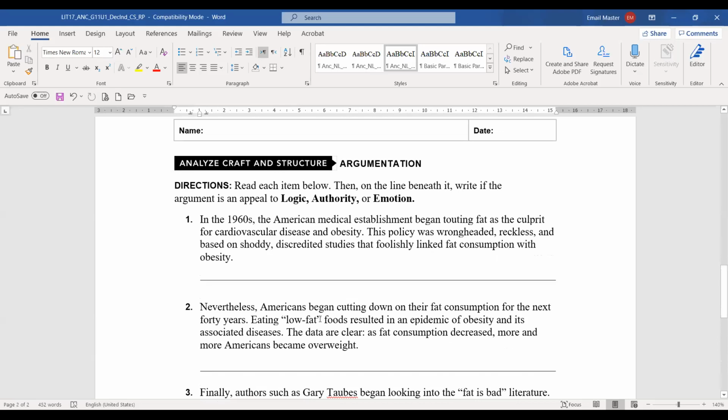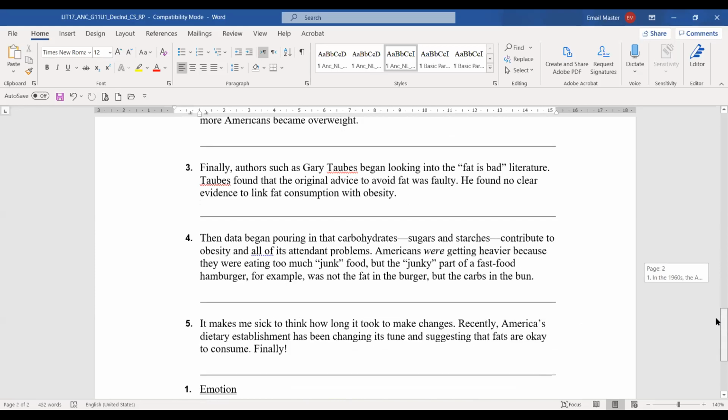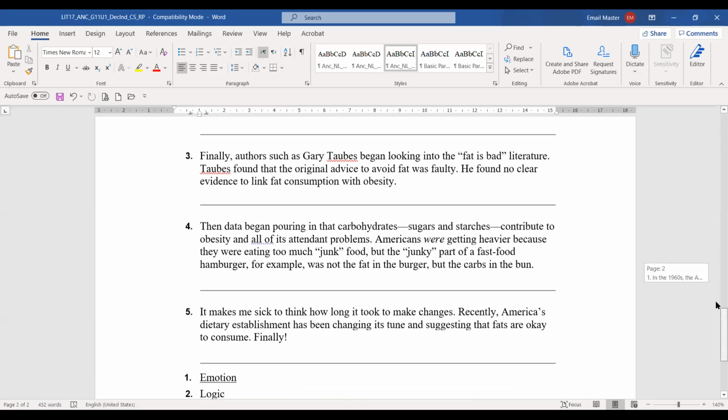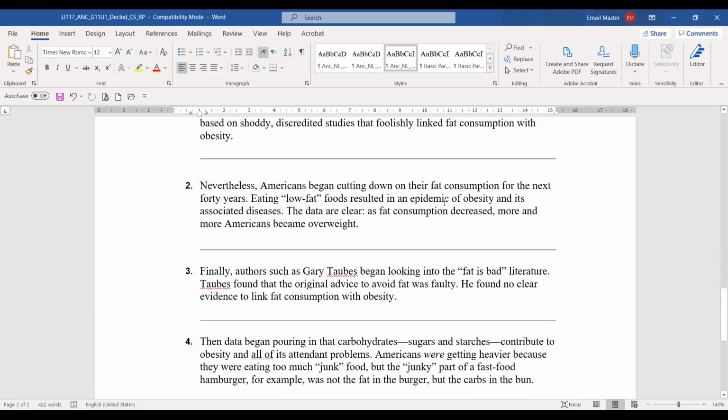Number two, nevertheless, Americans began cutting down on their fat consumption for the next 40 years. Eating low-fat foods resulted in an epidemic of obesity and its associated diseases. The data are clear. As fat consumption decreased, more and more Americans became overweight. So number two is logic, because it gives you some facts, evidence.